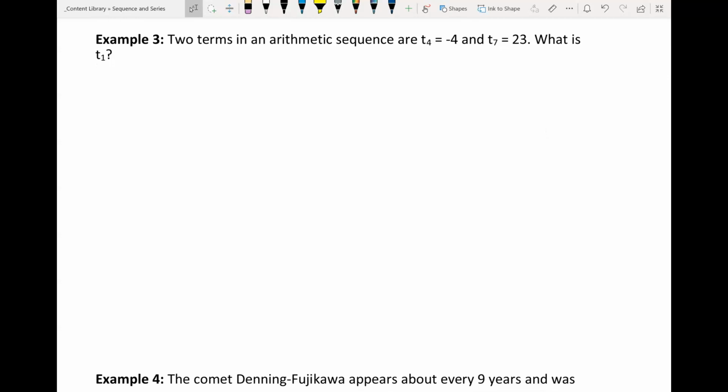Let's do a few more examples. Two terms in the arithmetic sequence are T4 is equal to negative 4, and the 7th term is 23. We want to find what T1 is. So this is a little different. We have to work backwards in this scenario. We're going to treat T4 as T1 for now, just so that we can find what the pattern is and find what d is.